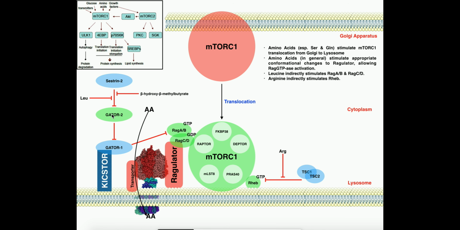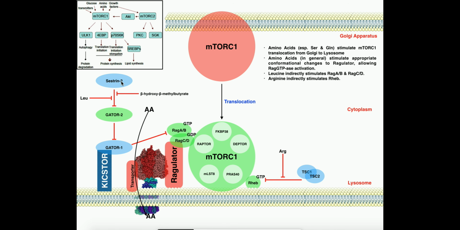Cestrin-2 is going to inhibit GATOR2. And when GATOR2 is inhibited, that's ultimately going to lead to the inhibition of mTORC1. So what BCAAs do, especially leucine, although note that valine and isoleucine will also do this, but especially leucine being the most potent, it actually inhibits the inhibition of cestrin-2 on GATOR2. So you're inhibiting inhibition. That leads to, by default, stimulation.